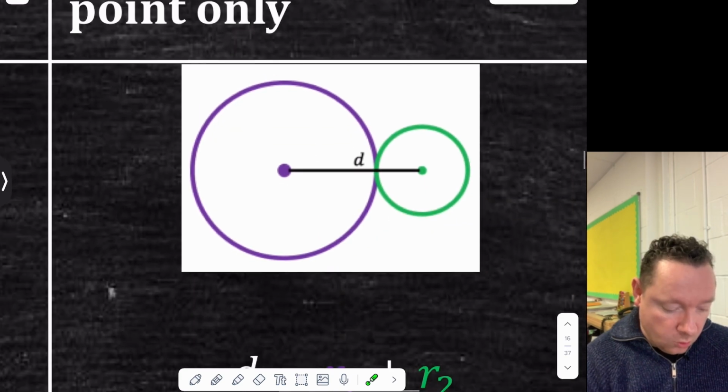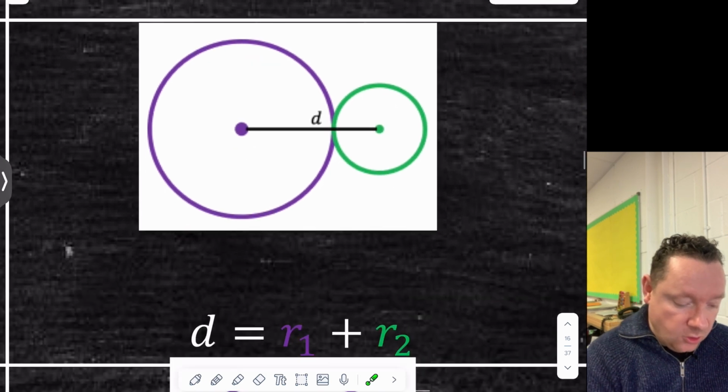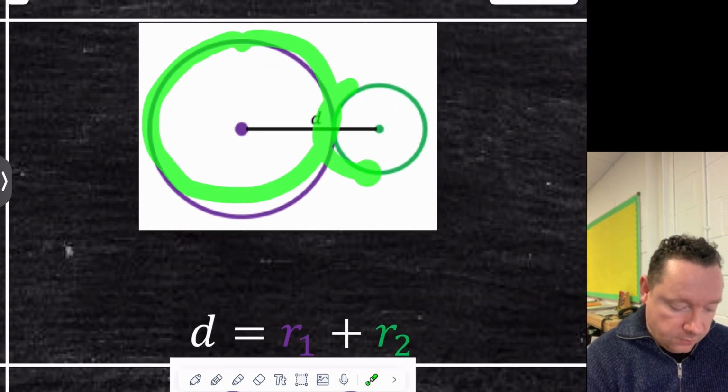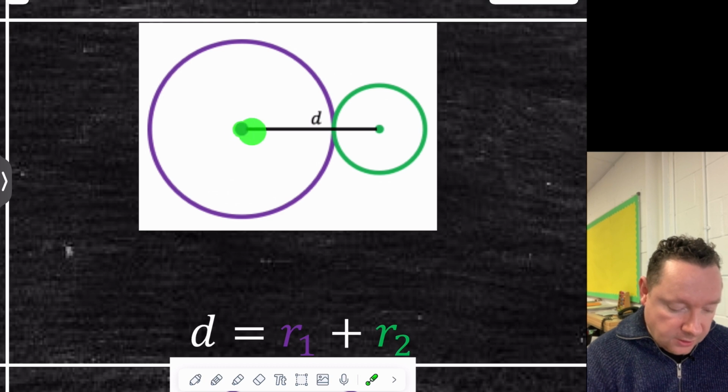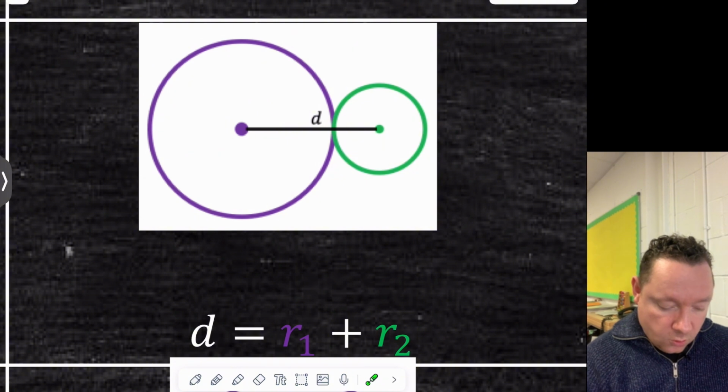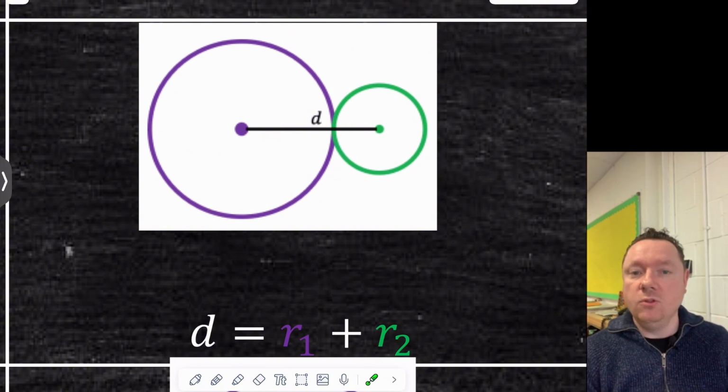So now if we only touch once, we could either be drawn like this next to each other, and then you should be able to see that this distance here is r1, and this distance here is r2. So r2 plus r1 equals the distance. If the distance equals the radiuses added together, then they touch at one point.